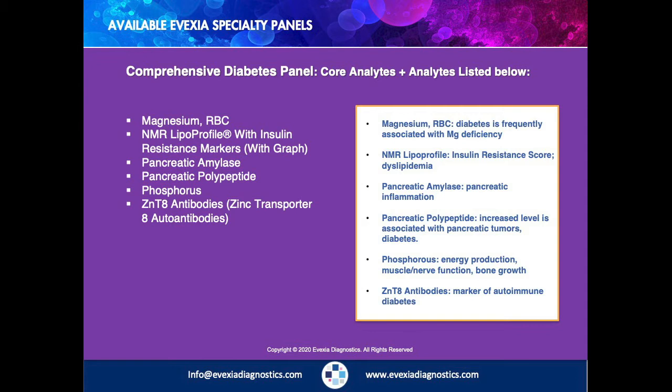The next analyte on this panel is phosphorus, and as you know, phosphorus is a structural component of bone and teeth, but it's also essential for RNA, DNA, and ATP production. The final analyte on the diabetes panel is zinc transporter 8 autoantibodies, ZnT8. Now, this analyte is an autoimmune diabetes marker that is instrumental in the diagnosis of new onset type 1 diabetes.